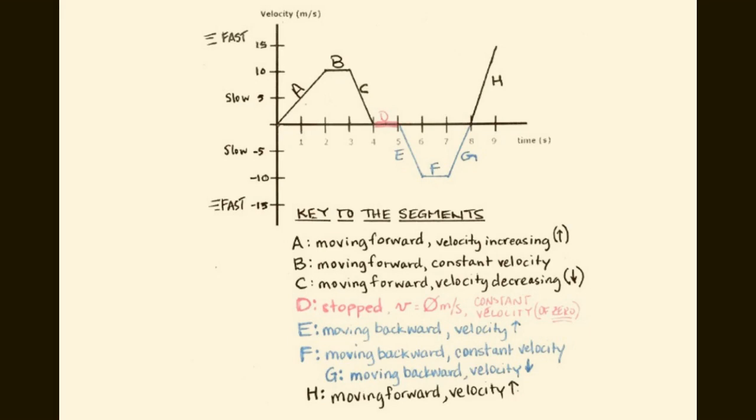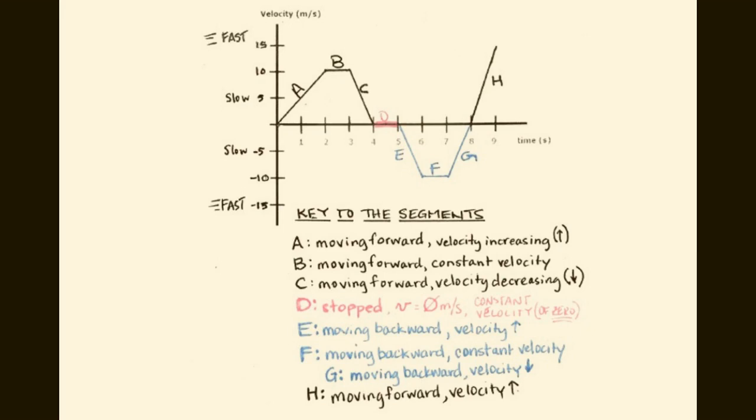In section E, the object is moving backward with increasing velocity. At 5 seconds, the velocity was 0 meters per second, and it increased to -10 meters per second at 6 seconds. Remember that the negative is indicating the direction for us, and -10 meters per second is considered a faster velocity than any value ranging from -9 to 9 meters per second.